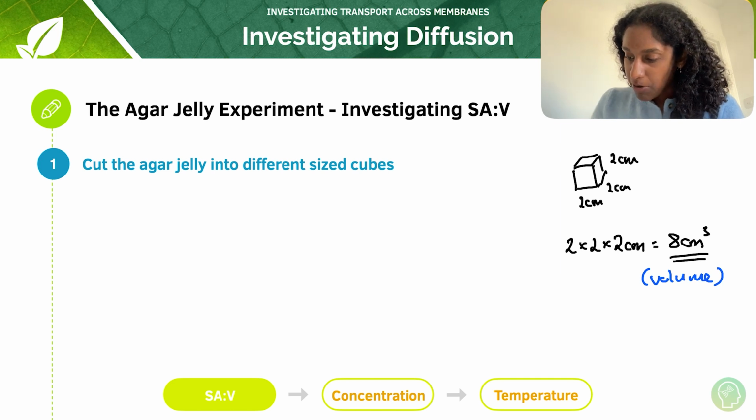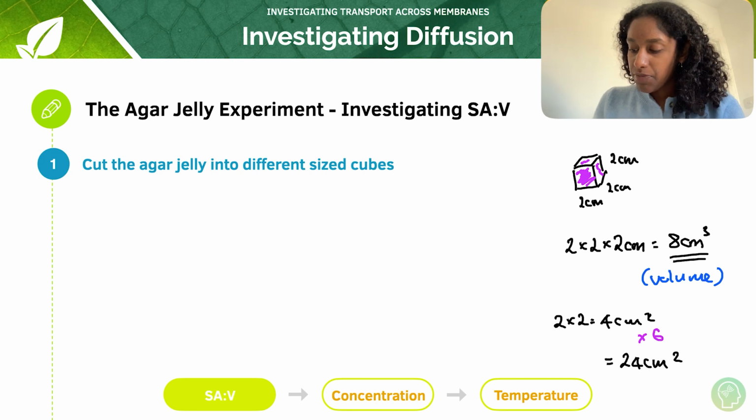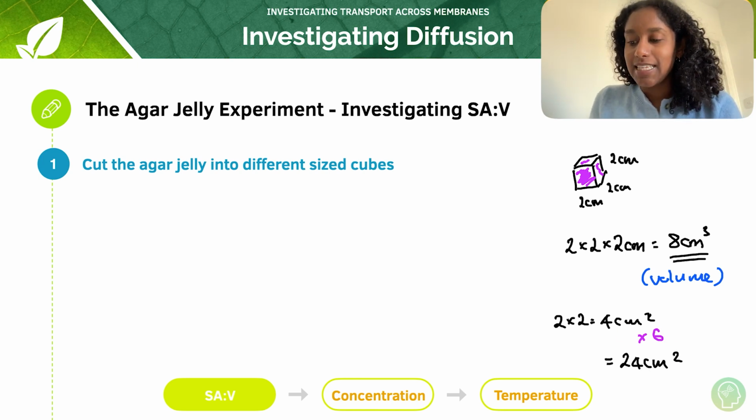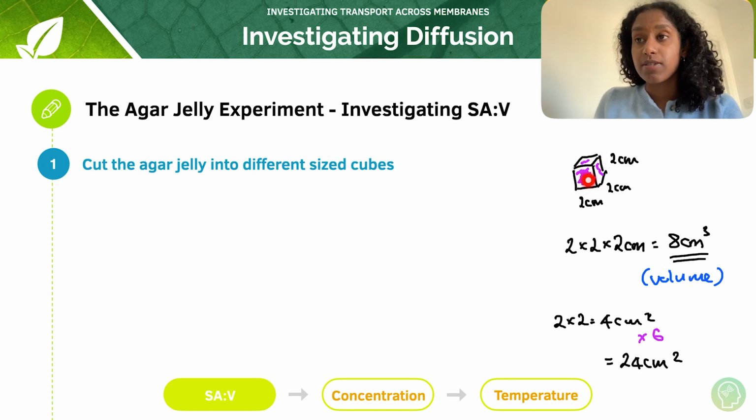And the surface area, which remember is the area of all of the surface around the cube, will be 2 times 2, which is 4 centimetres squared, which is the area of one side of the cube, multiplied by 6, which is 24 centimetres squared. And the reason you multiply that by 6 is because there's 6 faces to the cube. There's 1, 2, 3, and then 1, 2, 3 on the other side. We know that one plane of this cube here, so one square here, is 2 times 2, which is 4 centimetres squared.